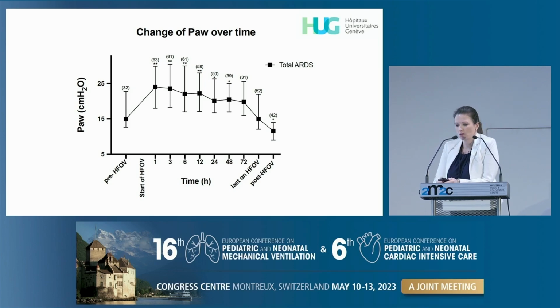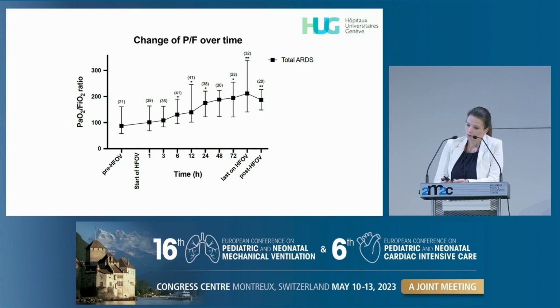You can see at the start of the HFOV, the mean airway pressure increases quite significantly. And then it stays above the value that was on conventional ventilation, and it's followed by a slow and continuous decrease in this mean airway pressure. By the end of the HFO ventilation, the last value on HFO that you can see here on the graph, the value started to become really lower, and when the patient was back on conventional ventilation, it's interesting to notice that the mean airway pressure was significantly lower compared to the value before the course of HFOV.